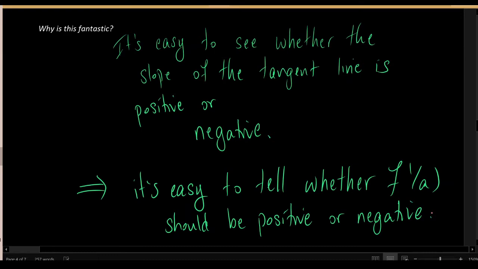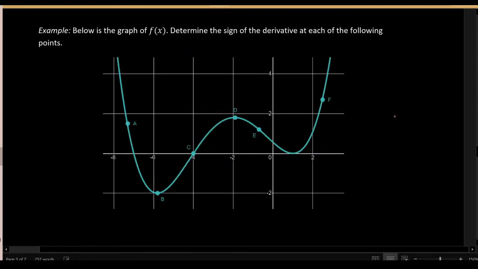It's easy to tell whether f prime of a should be positive or negative. All you have to do is go to the graph of your function, look at what the tangent line would probably be, and determine if the tangent line has a positive slope or a negative slope. So let me give you a quick example.